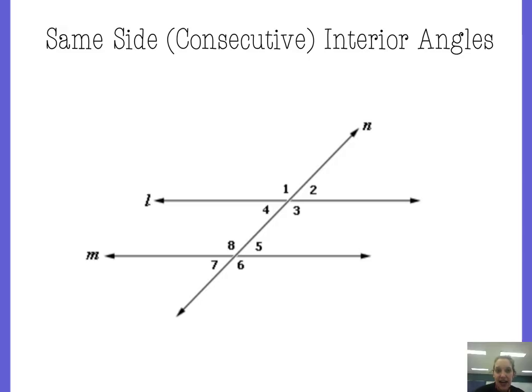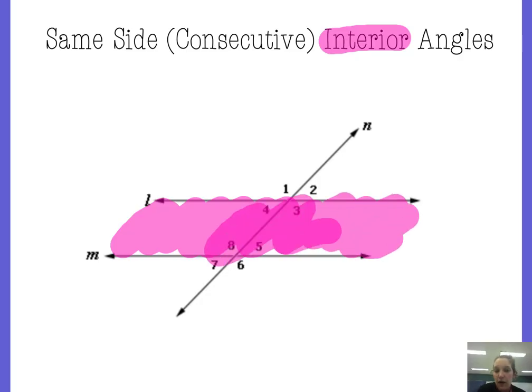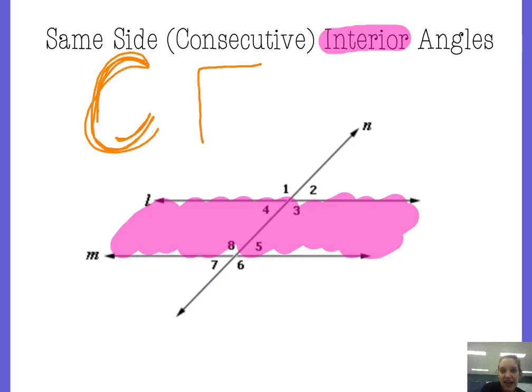Okay, same side is also called consecutive interior angles. So the big key word here is interior. So I'm looking at the interior only. But now I want to talk about just angles that are on the same side of the transversal. So they have to both be on the left side or both be on the right side of the transversal. Same side, also called consecutive. So same side C, same side C. And it's not really a C, it kind of looks more like a boxy C, but still.